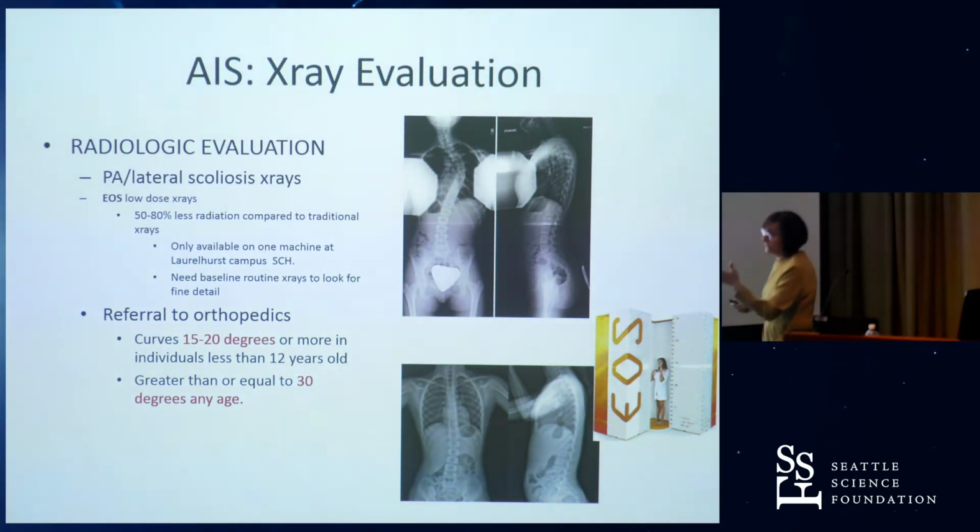When we've obtained X-rays, what X-ray findings should warrant referral? Well, yes, for sure, if you've got a curve that's 15 or 20 degrees in folks that are less than 12, we should for sure see them. A curve that is 30 degrees or more at any age, we should certainly see them. We are more than happy to see any kiddo that has a curve of any variety that you want to send.